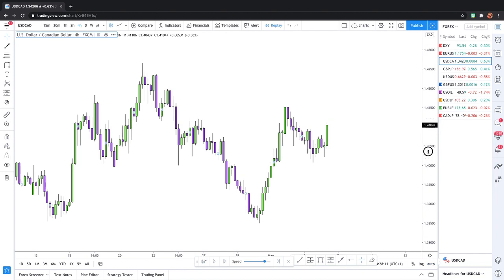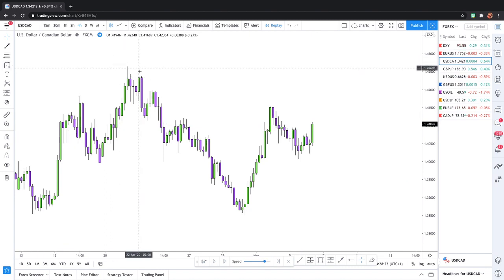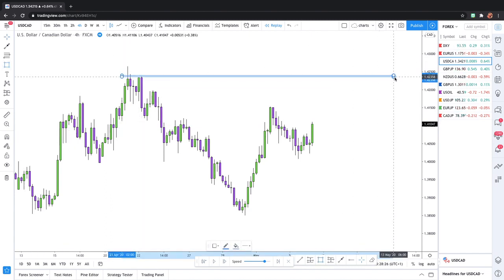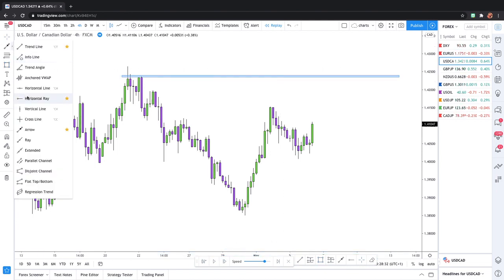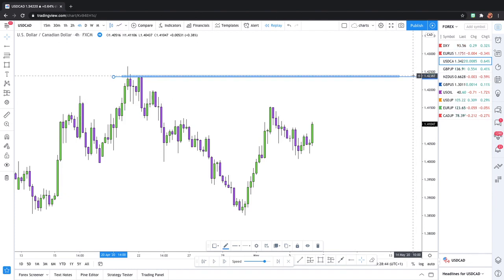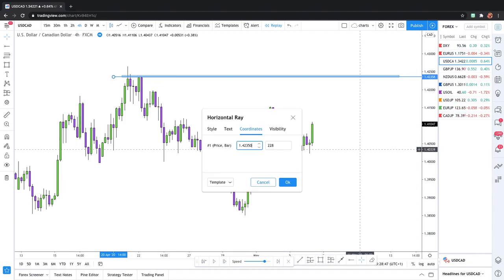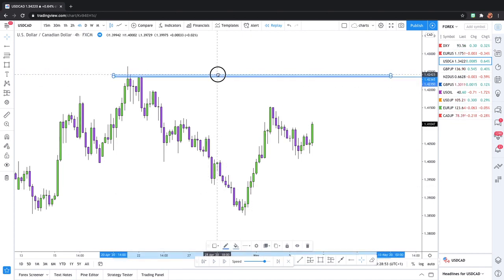So let's say you wanted to trade this pair. Most people would think, okay, we had a big bullish move, then a correction, and people might think it's going to reach this high. So we want to mark up our highs. We take this horizontal ray tool, line chart, point. Okay, so we have a key level at 142,350.